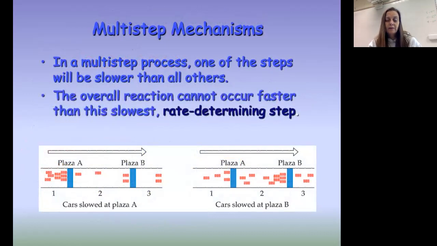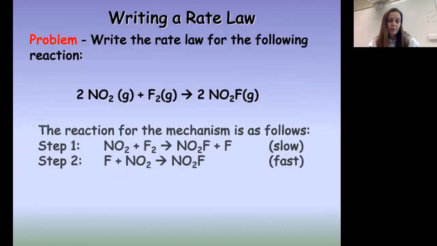If we are given the information about the rate determining step, so we're given this reaction, we're told that step 1, the nitrogen dioxide reacting with the fluorine to form nitrogen dioxide monofluoride and monatomic fluorine, is the slow step. From that, we can write a rate law for this mechanism, and our rate law would be the rate with the coefficients from the slow step.